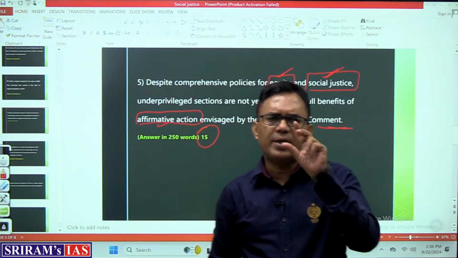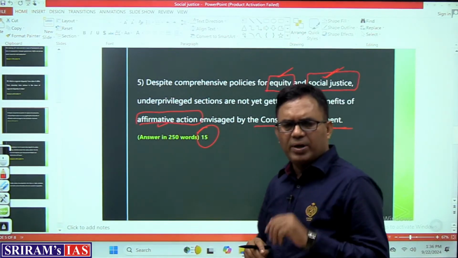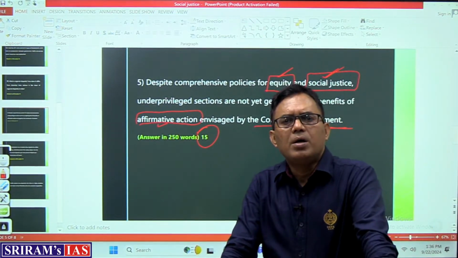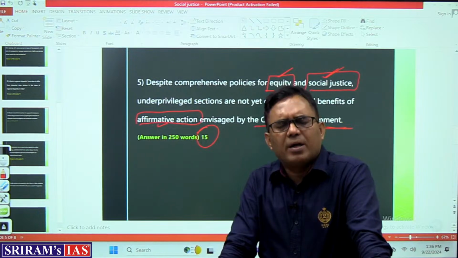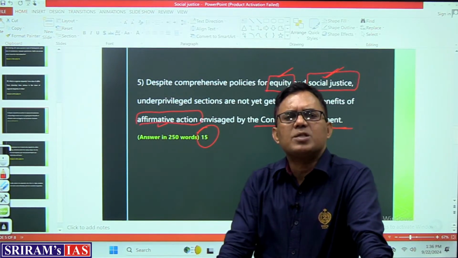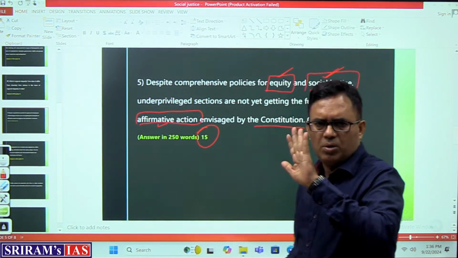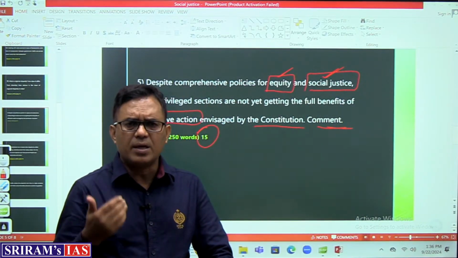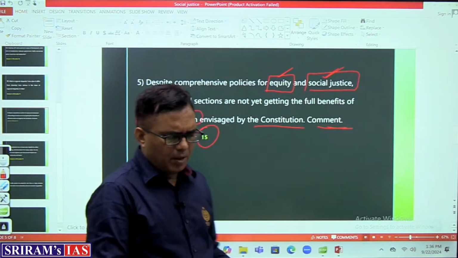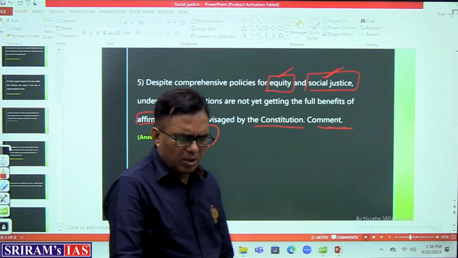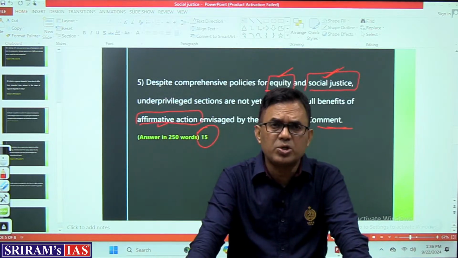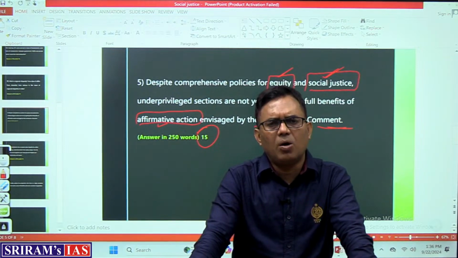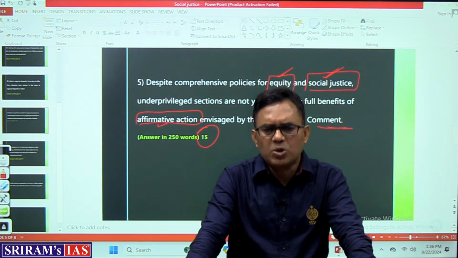First of all, these are the three key words. Briefly, we can define these words. Equity means, as I told you, treatment of the people or extending benefit to the people as per their needs, regardless of the circumstance. So the people should be given what they need as per their circumstance. And social justice is a mechanism to ensure the inclusion of people in society and avoid exclusion.